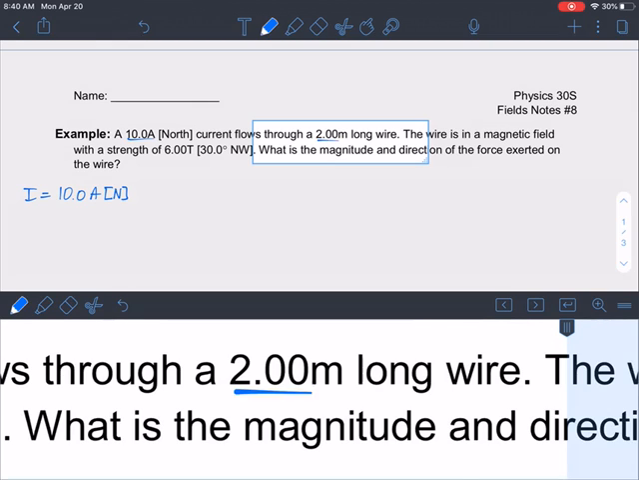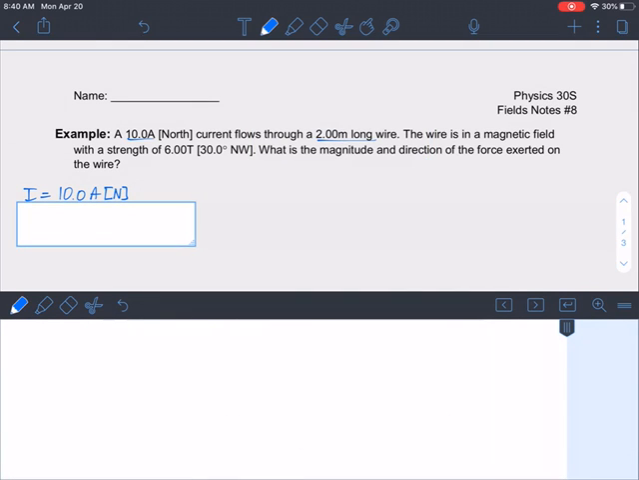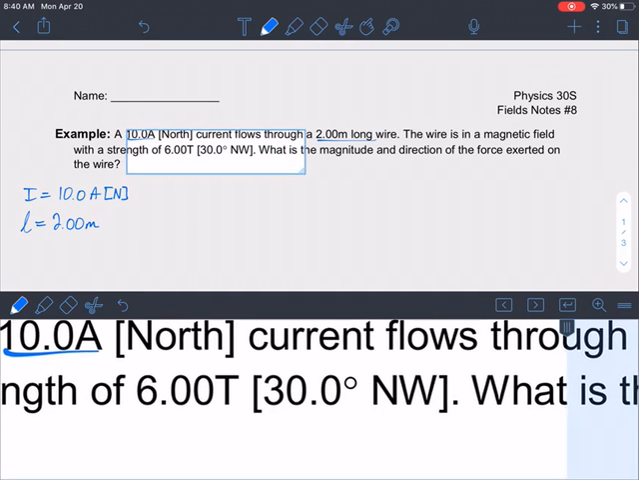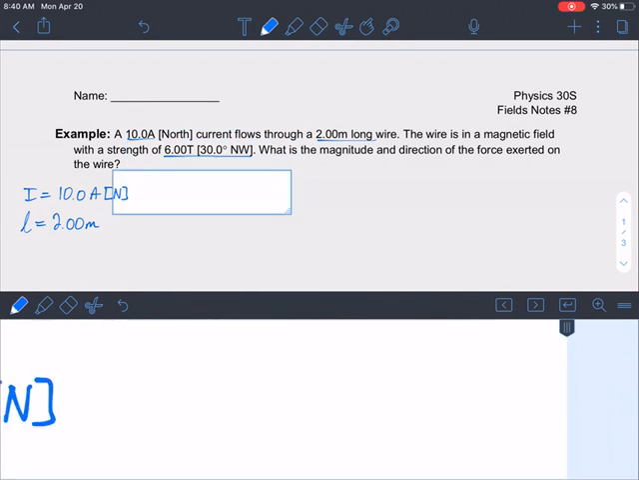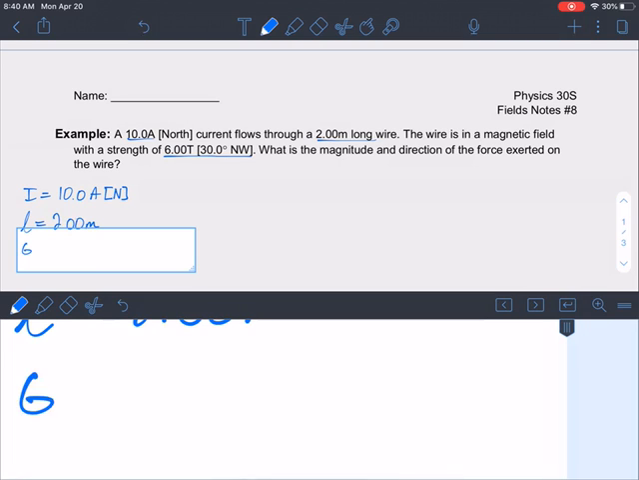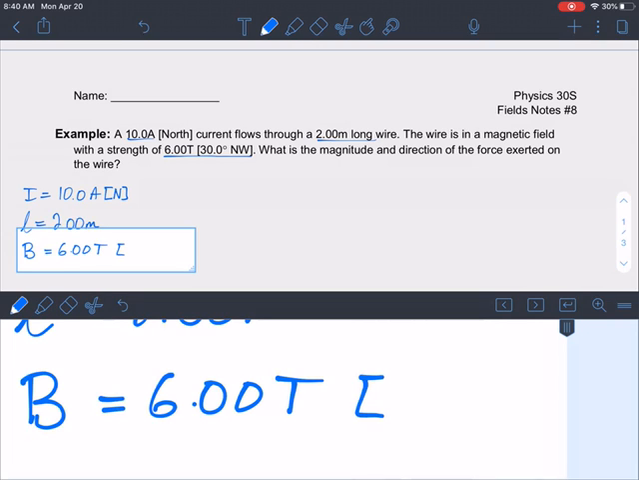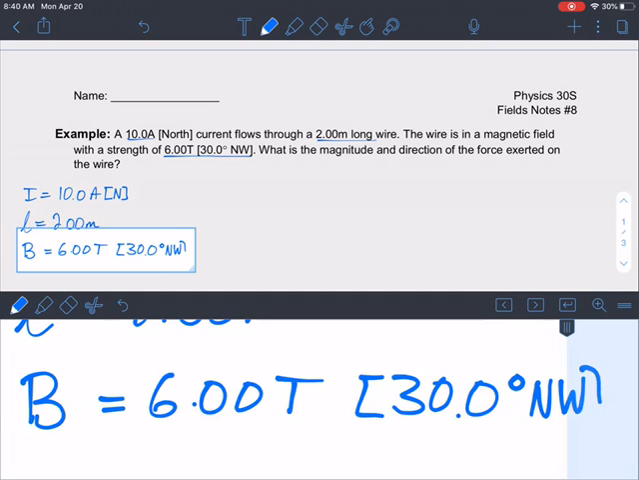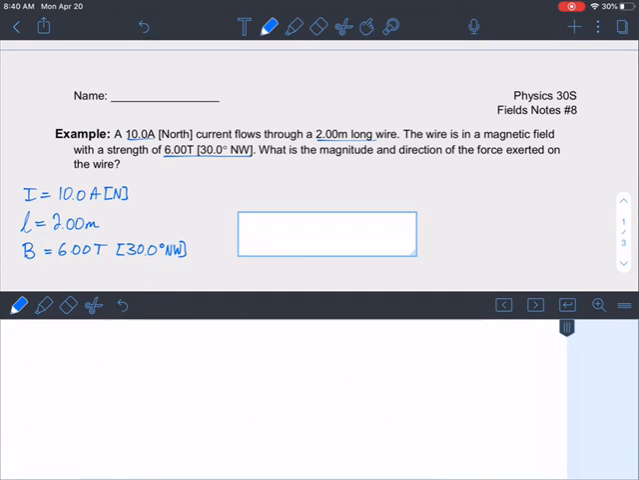Okay, we've also got a length, that's our L, 2 meters, and we've got a magnetic field, that's B, and then we've got an angle with it. Then always, let's just draw it out to make sure that we are using the right components. So we just draw it out.